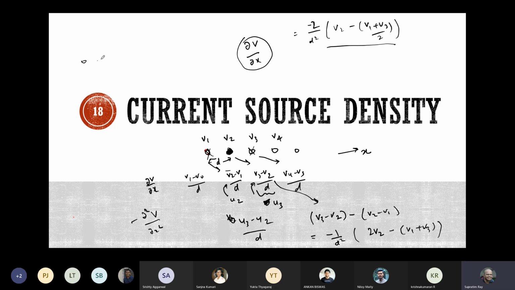Now, if instead of a line, you had a sheet, which is what you have when you compute EEG, you are also able to estimate the double derivative along the y direction, right? So if this is V1, V2, V3, and if this is V4, V5, your double derivative along the y direction is just going to be V2 minus now V4 plus V5 by 2.